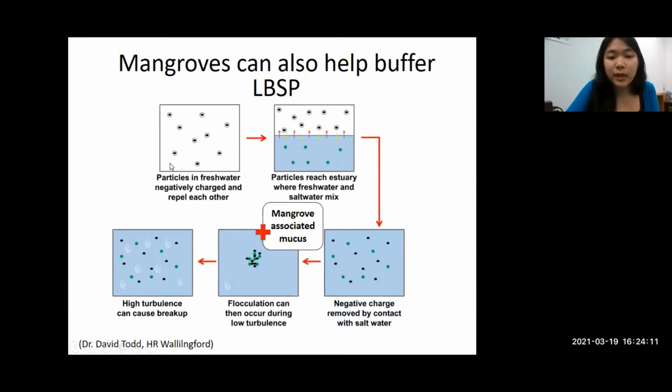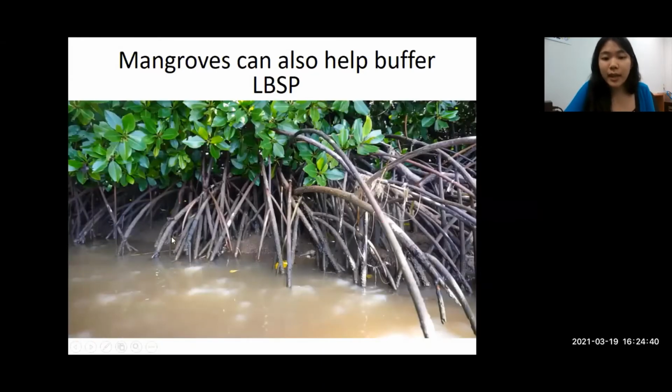Here, for example, we have particles in fresh water that are negatively charged, kind of repelling each other. Once they reach salt water and they're mixing, they lose that a little bit. And then if you add in some mangrove-associated mucus, like snails and crabs living there creating mucus, that helps the particles flocculate, form bigger clumps, and then settle out. Of course, if it's too rough, then they'll just get broken apart again. But oftentimes mangroves are able to help particles settle and capture a lot of that sedimentation coming from our rivers.